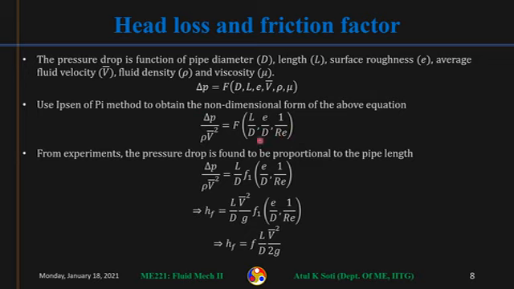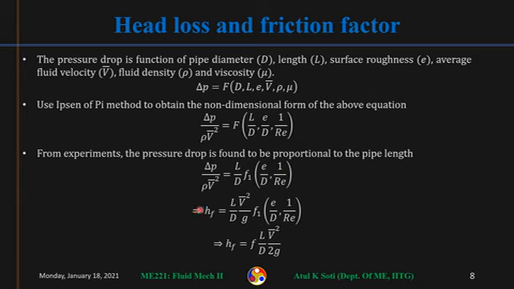Then from experiments it has been found that the non-dimensional pressure drop is directly proportional to the length of the pipe. So this expression we can further simplify. Instead of saying it is a function of three independent variables, this L by D we can take out, because we know it is directly proportional. So the non-dimensional pressure drop is directly proportional to L by D times another function. This function will be a function of E, the surface roughness, and Re.